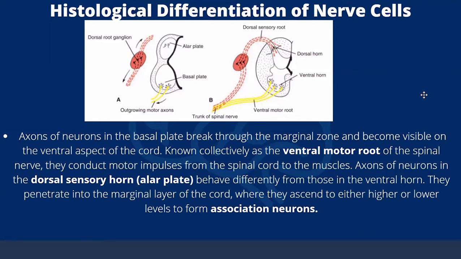Axons of neurons in the basal plate break through the marginal zone and become visible in the ventral aspect of the cord. It is known collectively as the ventral motor root of the spinal nerve. They conduct impulses from the spinal cord to the muscles. Axons in the dorsal sensory horn, the alar plate, behave differently from those in the ventral horn.